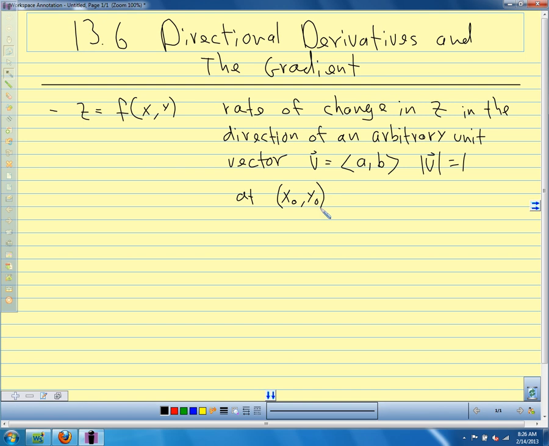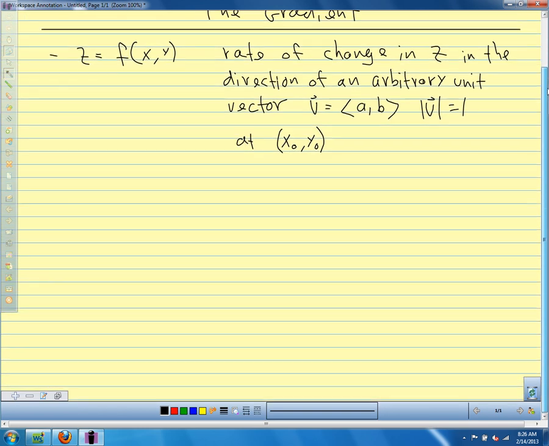So we're moving in some direction. We want to know, per unit of distance that we move in the direction of this unit vector, how does our function change? Let's draw a picture of what we're talking about, and then we're going to come up with how we're going to calculate this rate of change.